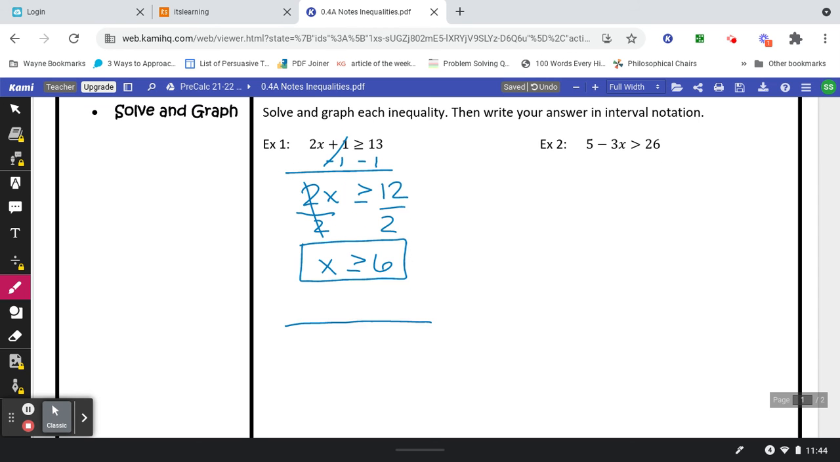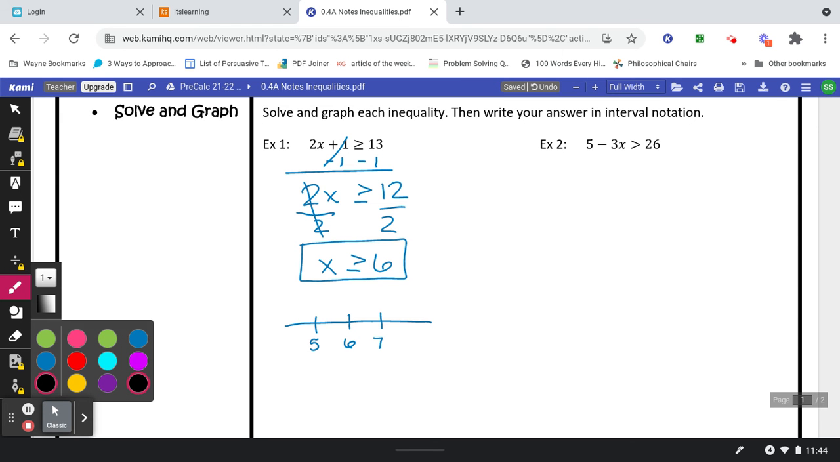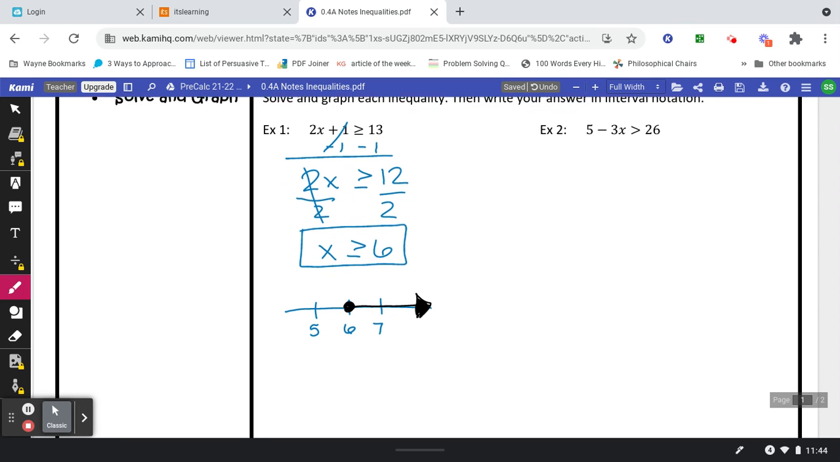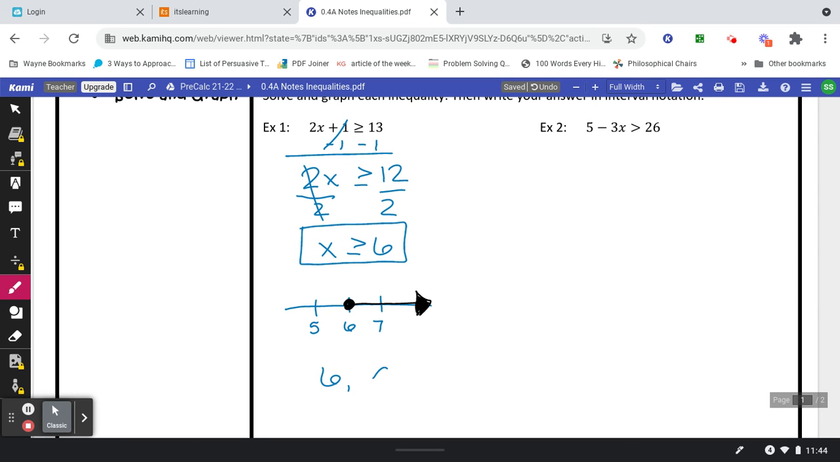We'll do a quick number line sketch. If you want to add numbers on either side of it, you're more than welcome to, but it's not necessary. Then we'll go from 6 closed in. And again, x is on the right, so we're just going to follow the same direction as the arrow and point that over to the right. And then in interval notation, that would be from 6 to infinity. Close bracket to represent the closed dot, open parenthesis always on infinity.